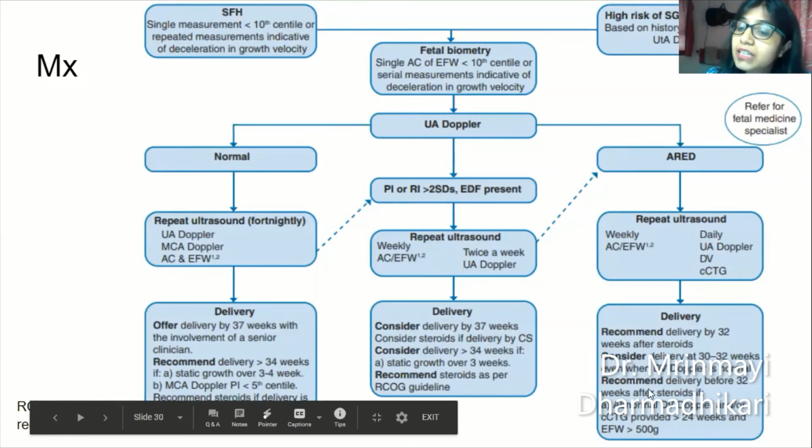Okay, but delivery should definitely be before 32 weeks if any abnormalities in the ductus venosus Doppler arise, or if there are any abnormalities in the NST. Then you have to expedite a delivery immediately, provided that the fetus is viable. That is after 24 weeks of gestation and fetal weight more than 500 grams.